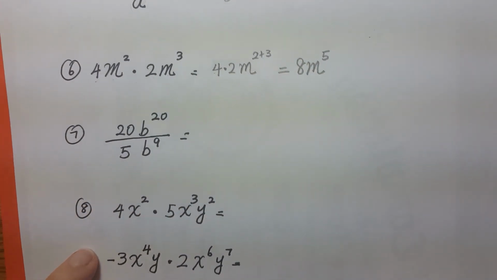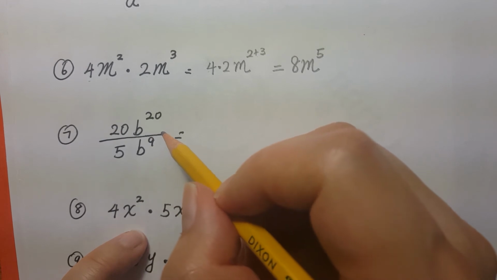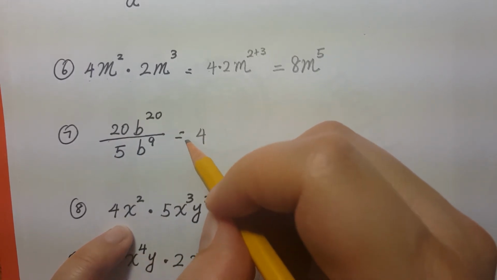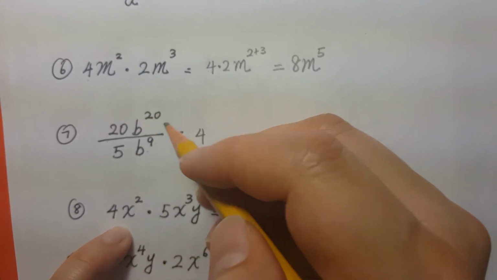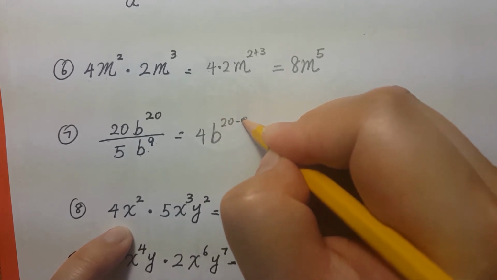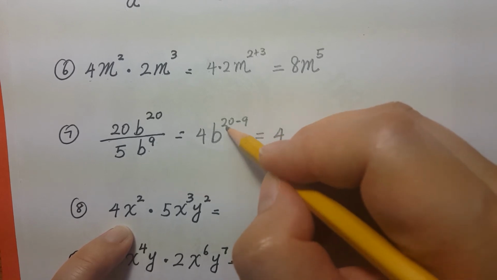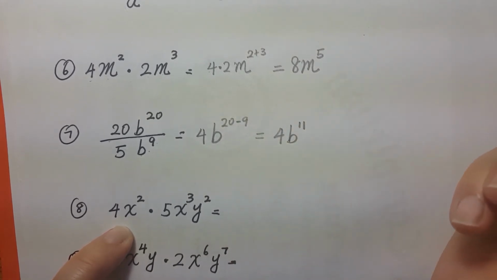Now let's take a look at question number 7. Division. So we're going to divide. 20 divided by 5 is 4. And b to the 20 over b to the 9 is division, so we subtract exponents. 20 minus 9. Simplify, so 4 stays the same. 20 minus 9 is 11, so b to the 11. So we finished question number 7.